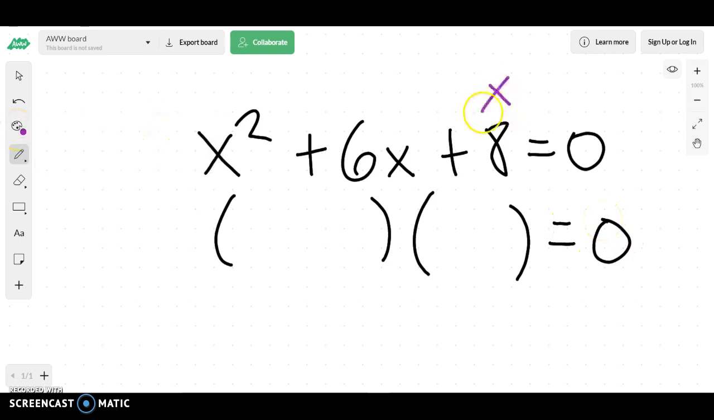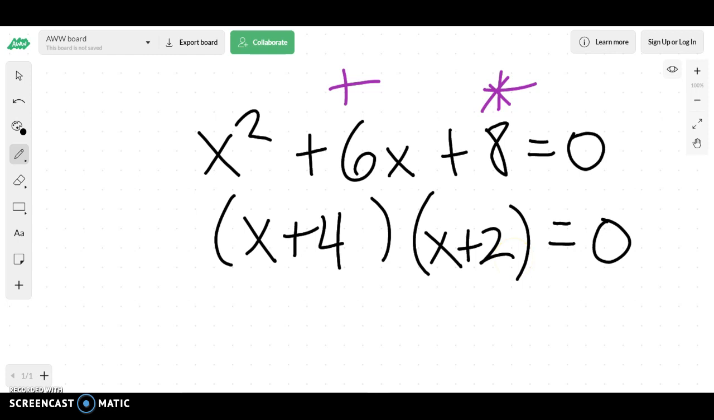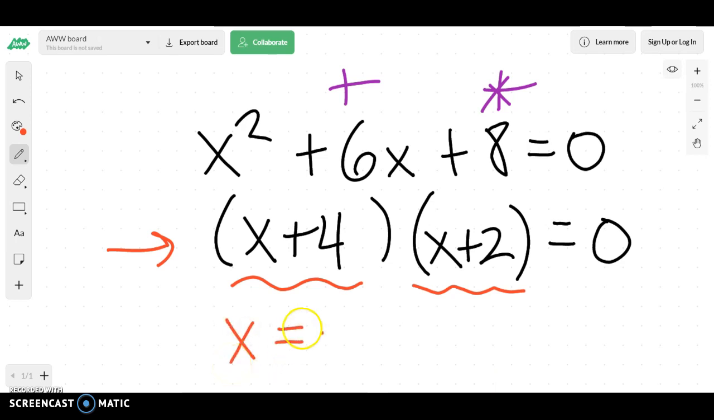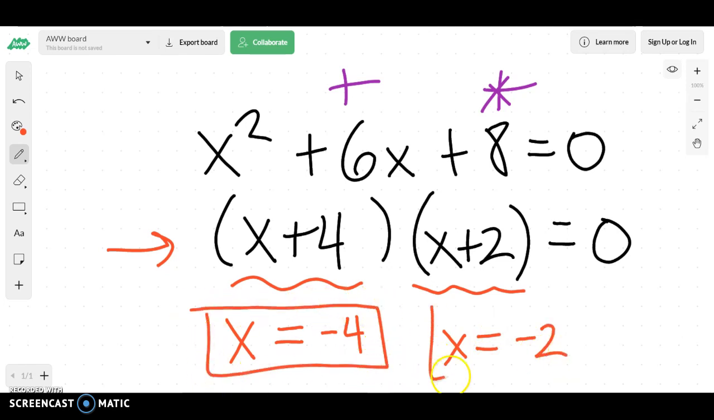Those two numbers that multiply and add here should be 4 and 2. So we would find that this is x plus 4, and this is x plus 2. And again, you're not quite done here, because these two things will multiply together to give us 0, which means one of these things has to be 0. So the x that would make one of these things equal to 0 would be x equals negative 4 for this one, and this one would be x equals negative 2. And those would be my two answers. So those are the easier kind of problems. Let's look at some of the harder ones.